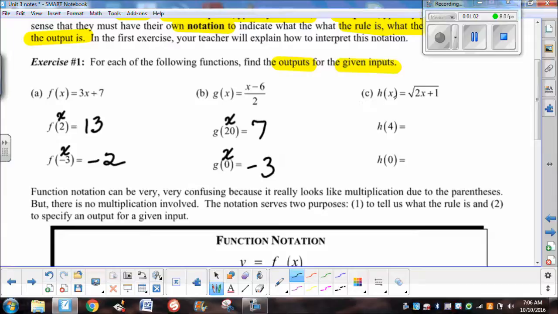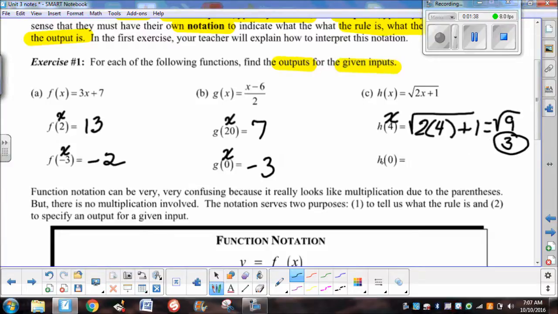So the example I'm going to walk through is h of x. That's how these are written. H of x, this one is g of x, and this one is f of x. So h of x, my rule says to take the square root of 2x plus 1. So h of 4, so if my input is 4, I'm going to evaluate and get the output for that given input. Now it's just a little mental math here. 2 times 4 is 8 plus 1 is 9. Well, the square root of 9 is 3.